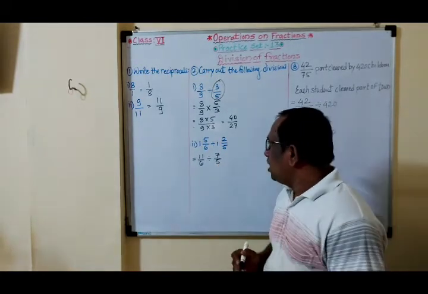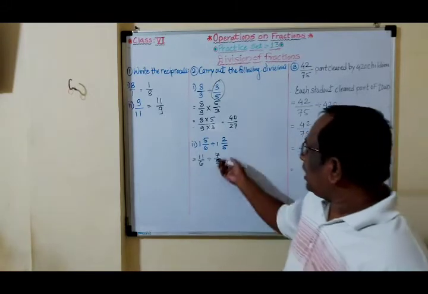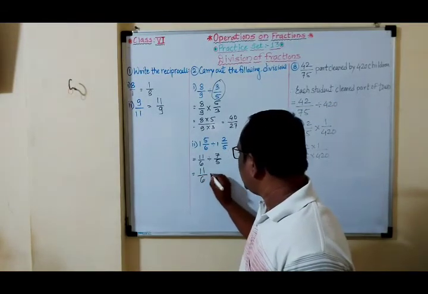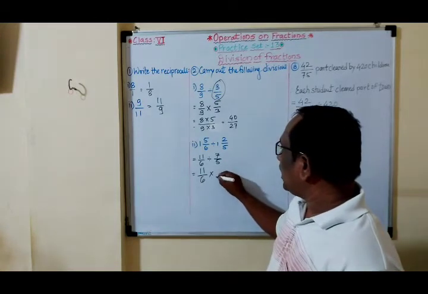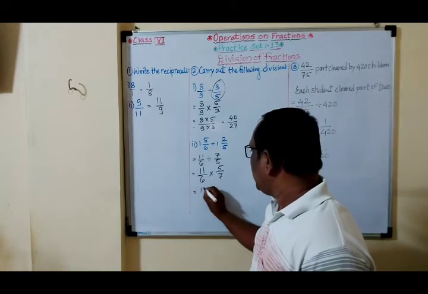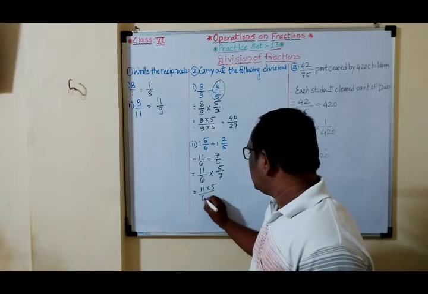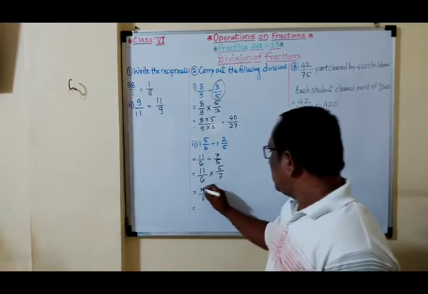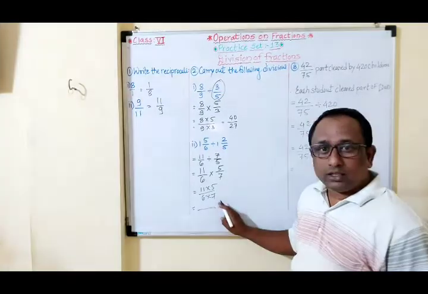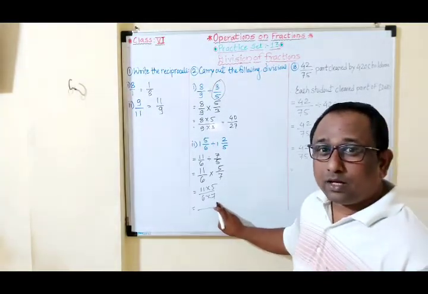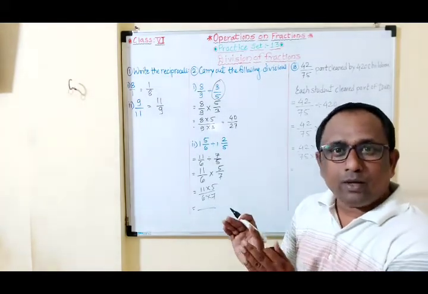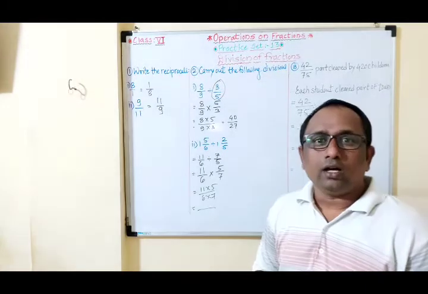Okay, now again same, what we have to do? First fraction we have to write as it is, then for the second fraction write the multiplicative inverse or reciprocal, and then 11 multiplied by 5 and 6 multiplied by 7. Do this multiplication, you will get the answer. But check that answer, can we make it into simplest form? If not, then as it is you have to write the answer.